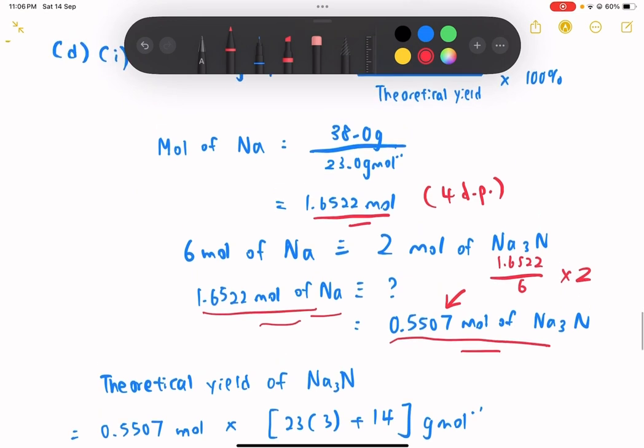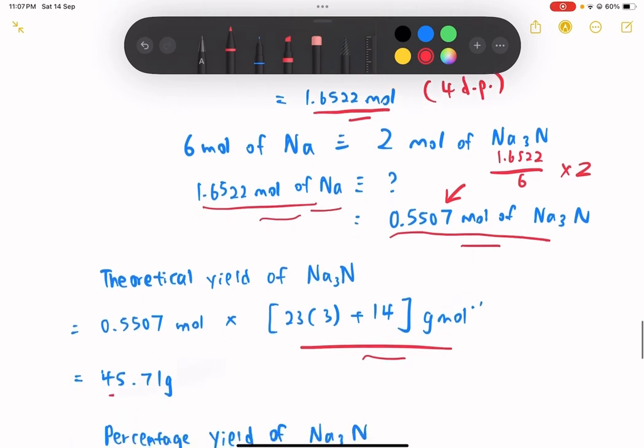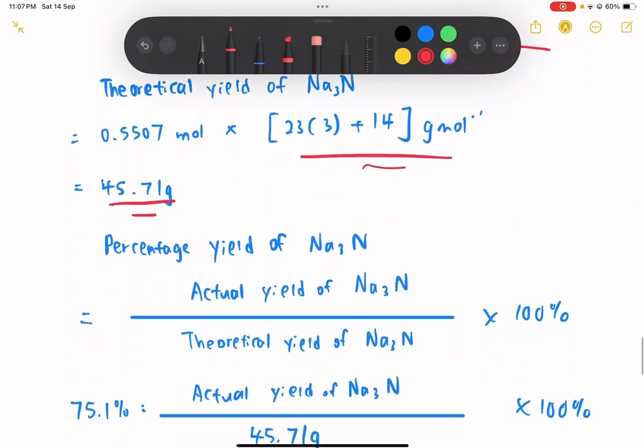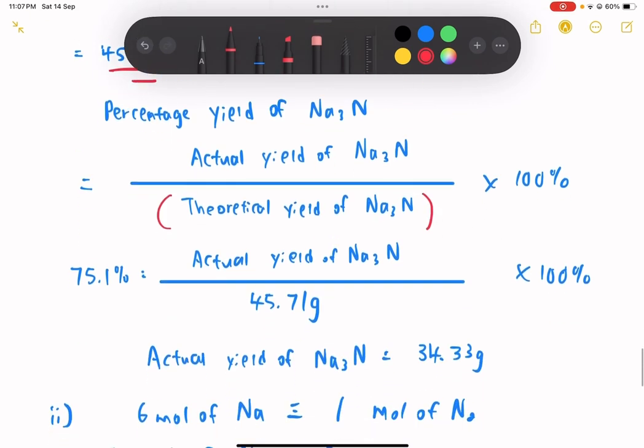And then after that, we find the theoretical yield of Na3N by multiplying with the molar mass of it. Okay, so 0.5507 mole times (23 times 3 plus 14) g mol−1. So we get the answer for this, 45.71 gram. So since we already have the theoretical yield of Na3N, we just substitute inside. Okay, and then we find the actual yield of Na3N, 34.33 gram, 2 decimal place.